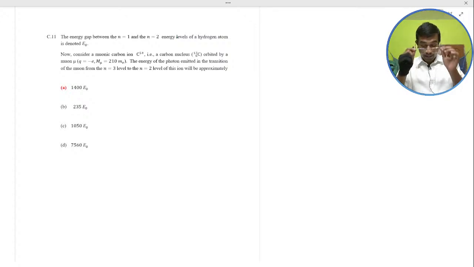This is from atomic and laser physics, Bohr theory. Try yourself first and give me the solution in the comments. This is the beauty of the live class.